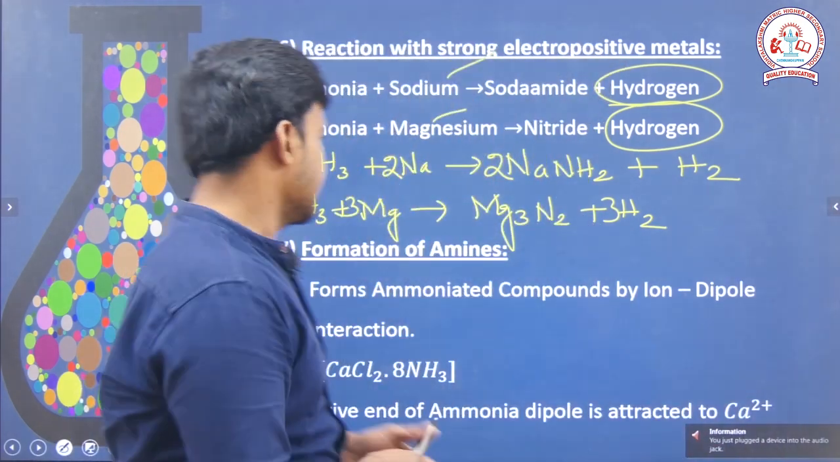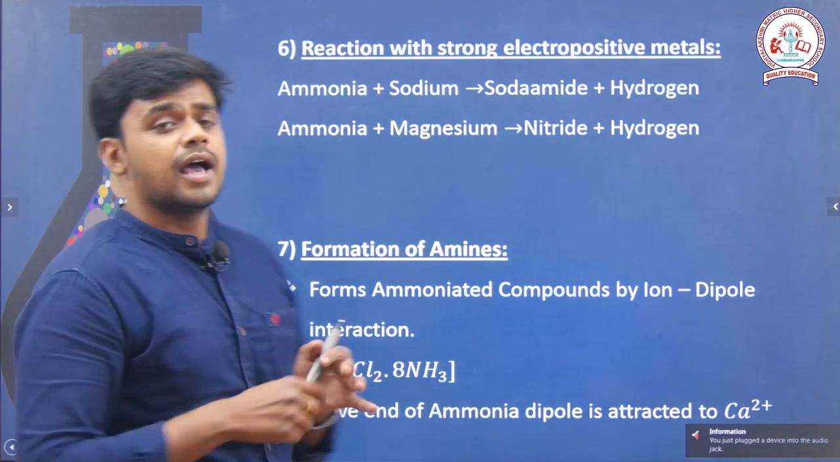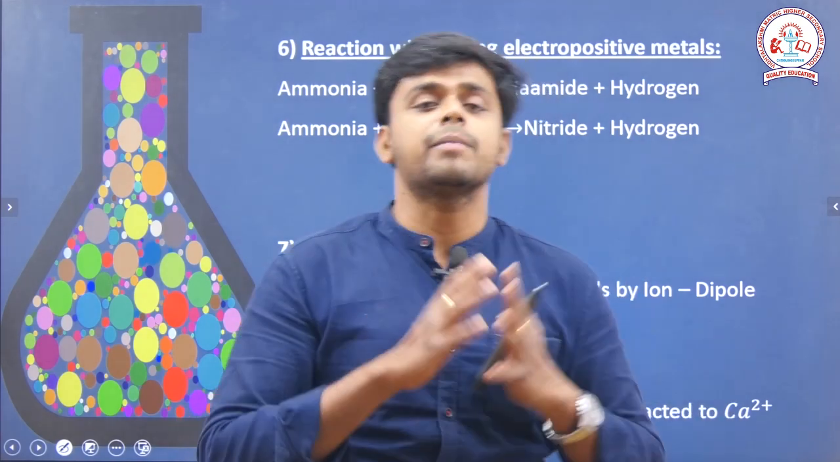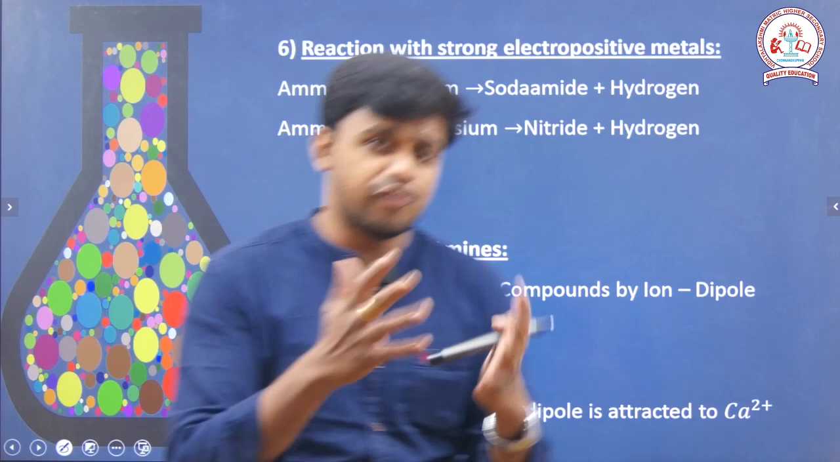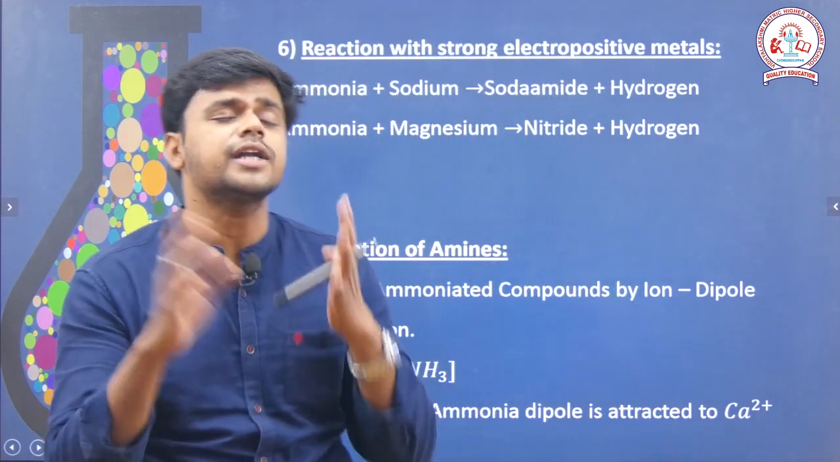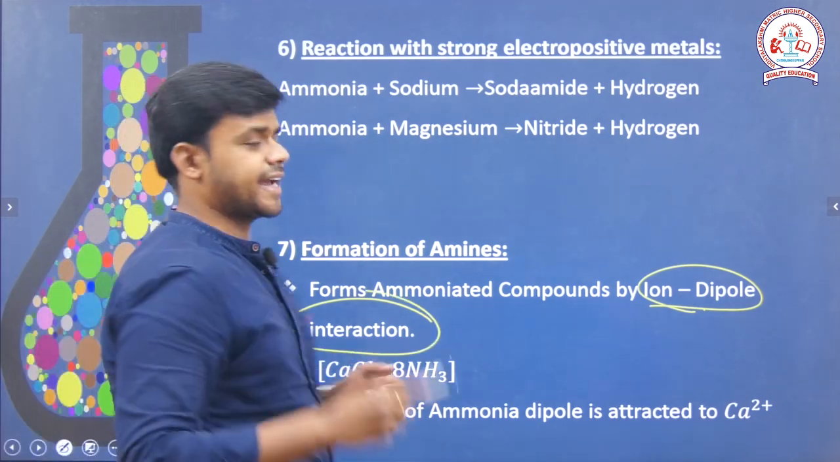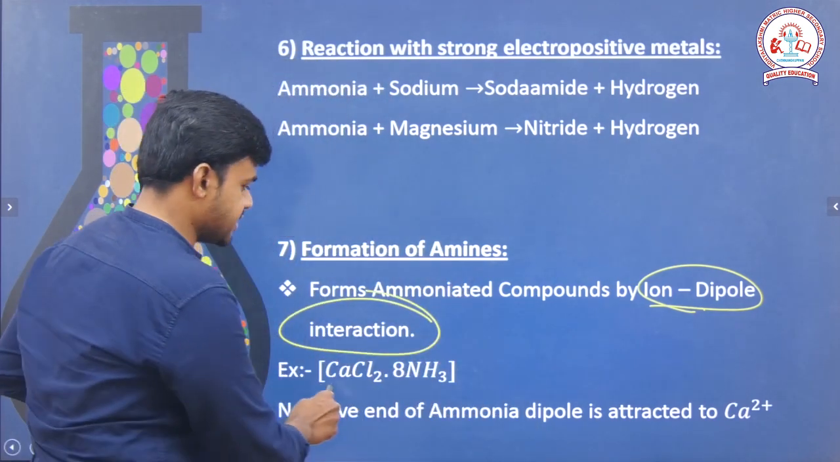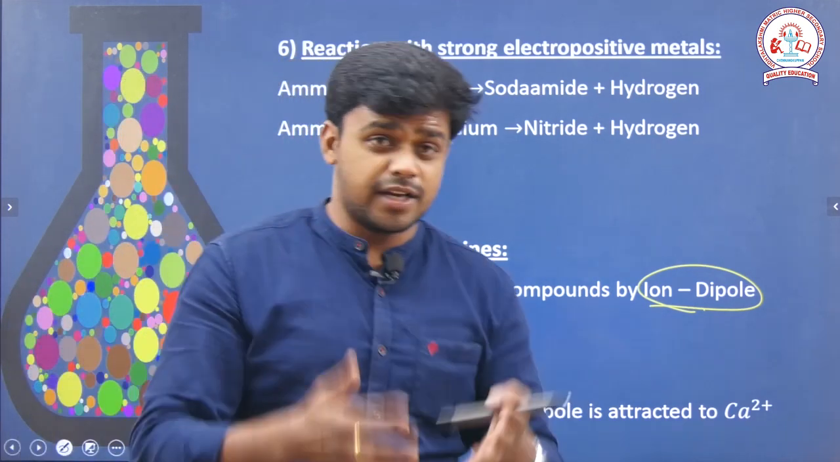That's it. And next one, see, this ammonia can also form amine. என்னவா ஃபார்ம் ஆகுது, அமின். எப்படி அம்மோனியேட்டட் காம்பவுண்ட் எப்படி ஃபார்ம் ஆகுது அப்படின்னா with the help of an ion dipole interaction. So this is a compound CaCl2.NH3. Okay, so this is called ammoniated compound.